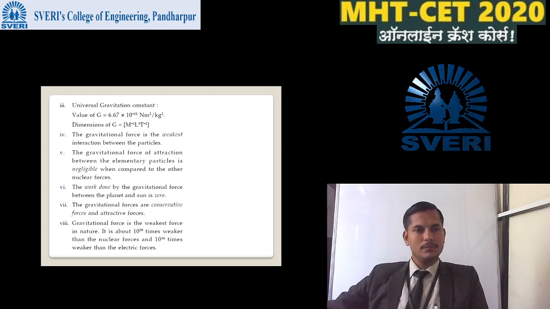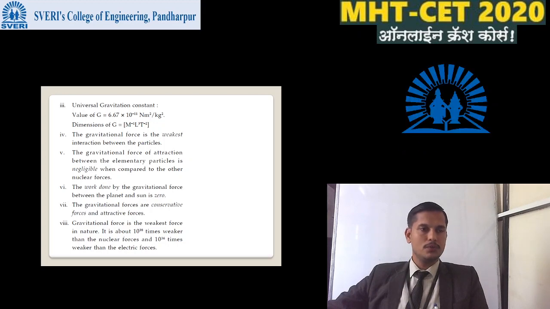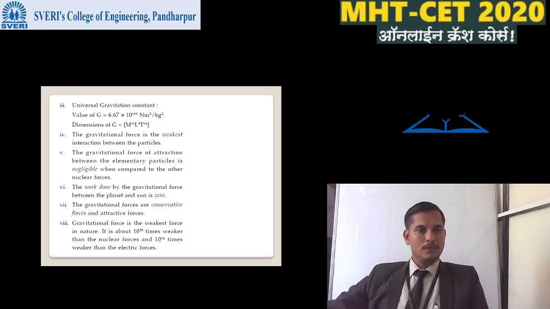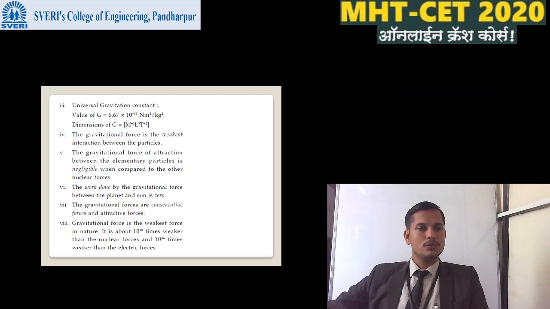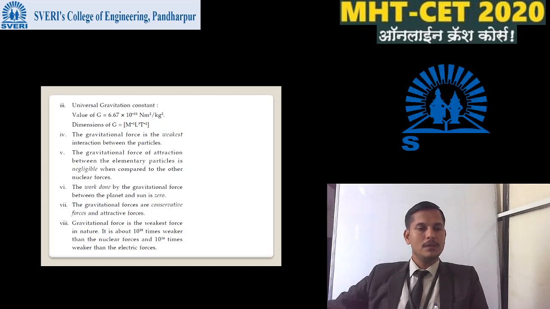So these are some basic terms in detail related to gravitational force. First, if we check, the value of capital G is given with its dimensions. Next point, as I have told, it is the weakest force. This force is the weakest interaction between the particles. The next is the gravitational force of attraction between the elementary particles is negligible when compared to other nuclear forces.